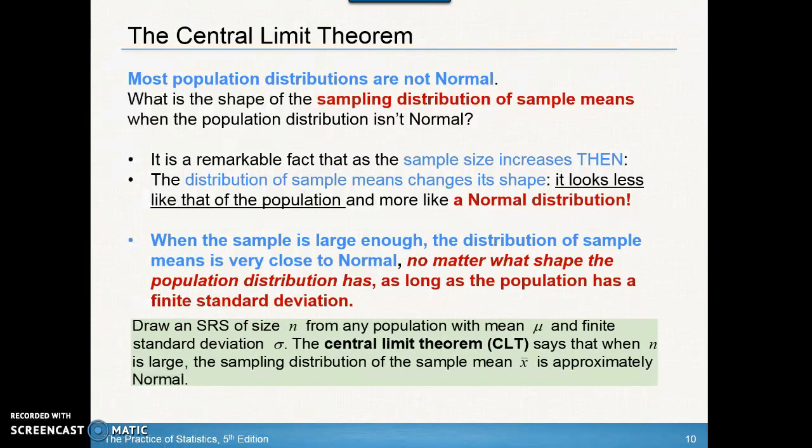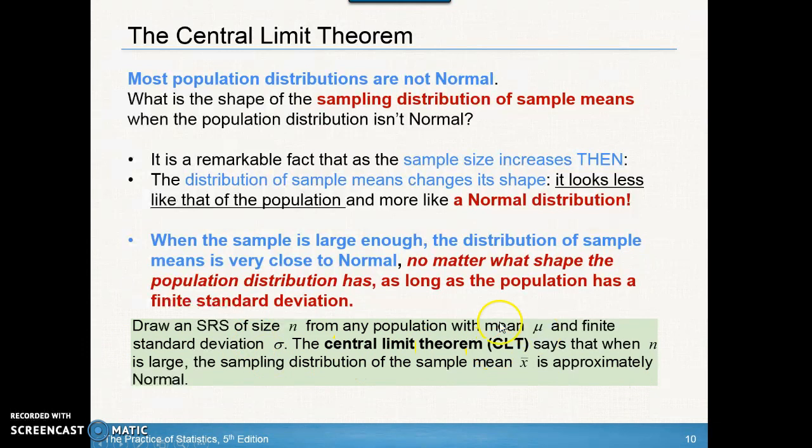And how will we know if the sample size is large enough for it to be normal? So if we take a simple random sample of size n, let's say of size 15, from a population with mean mu and finite standard deviation, that just means that you're not looking at an infinite amount of people in Fairfax County. At some point there's going to be the end of people in Fairfax County.